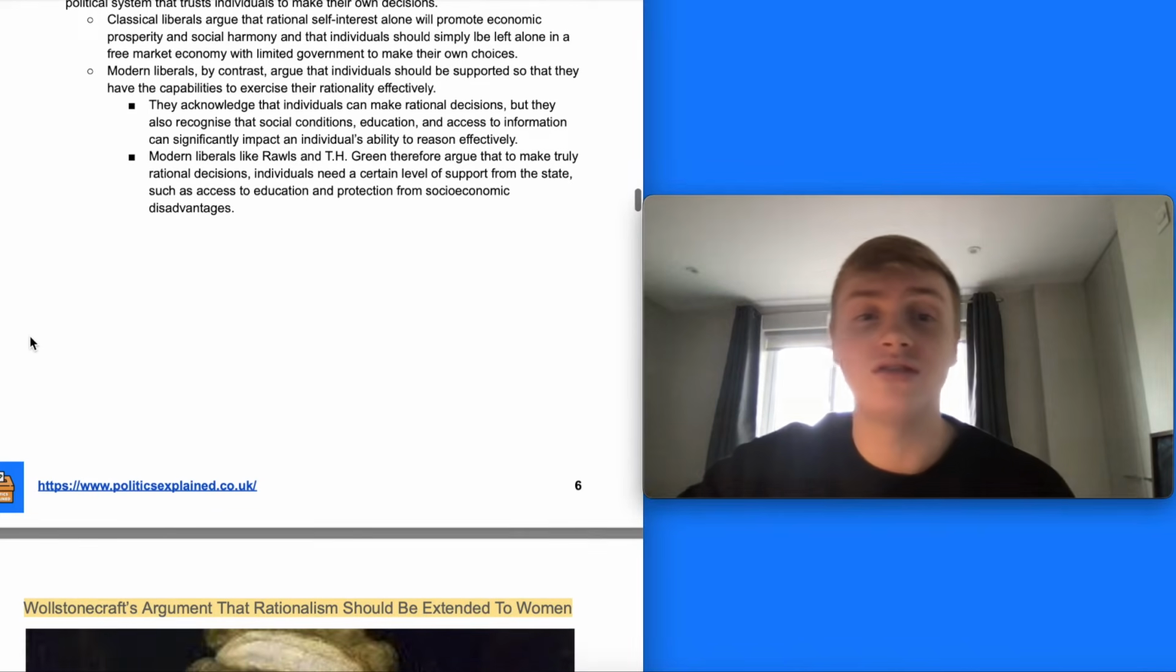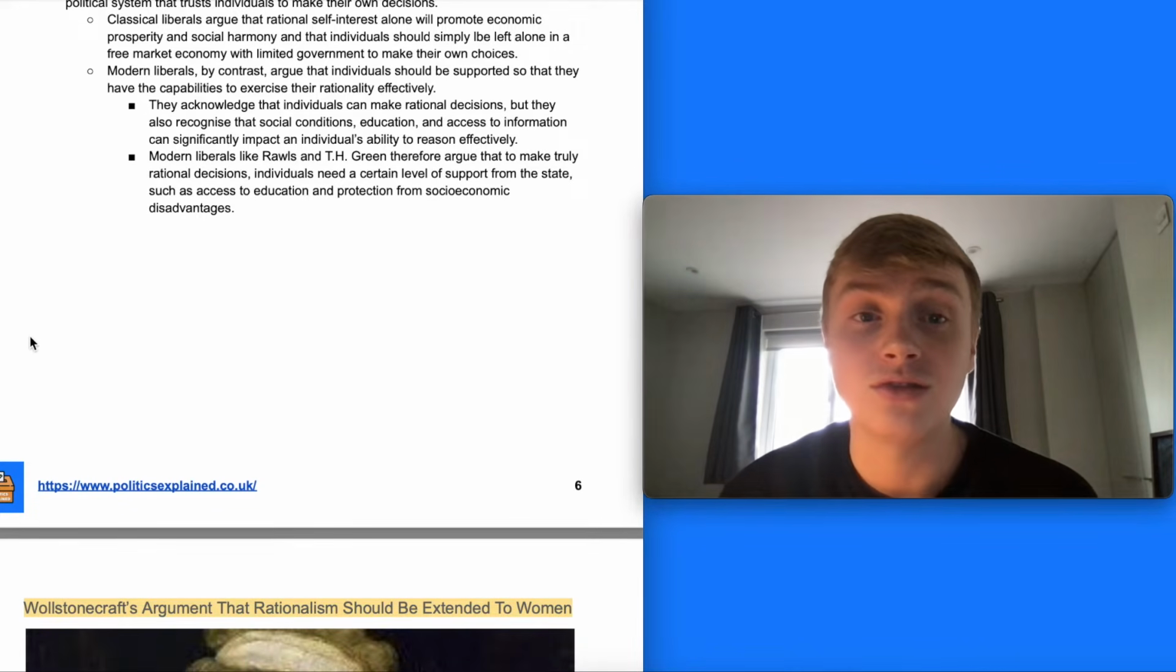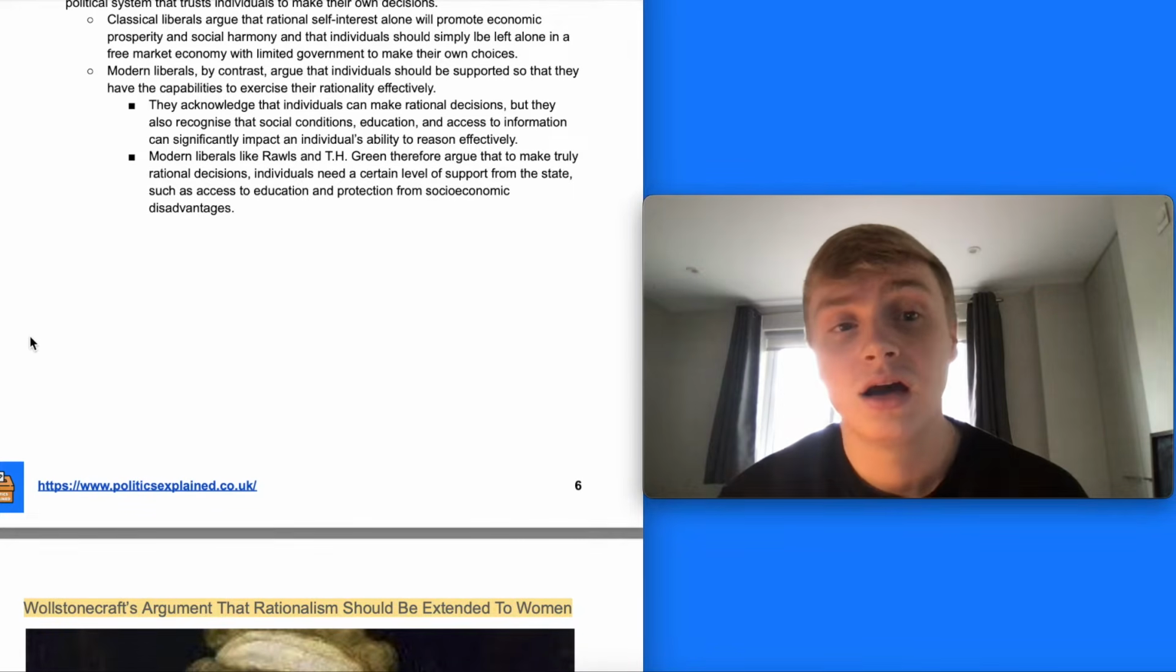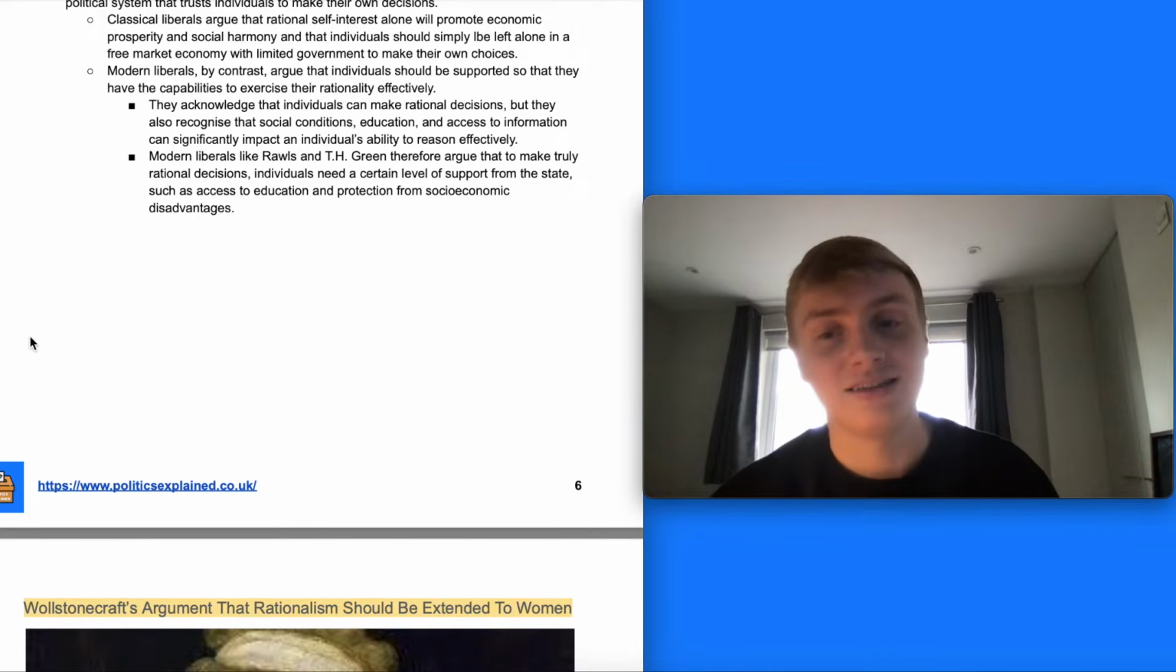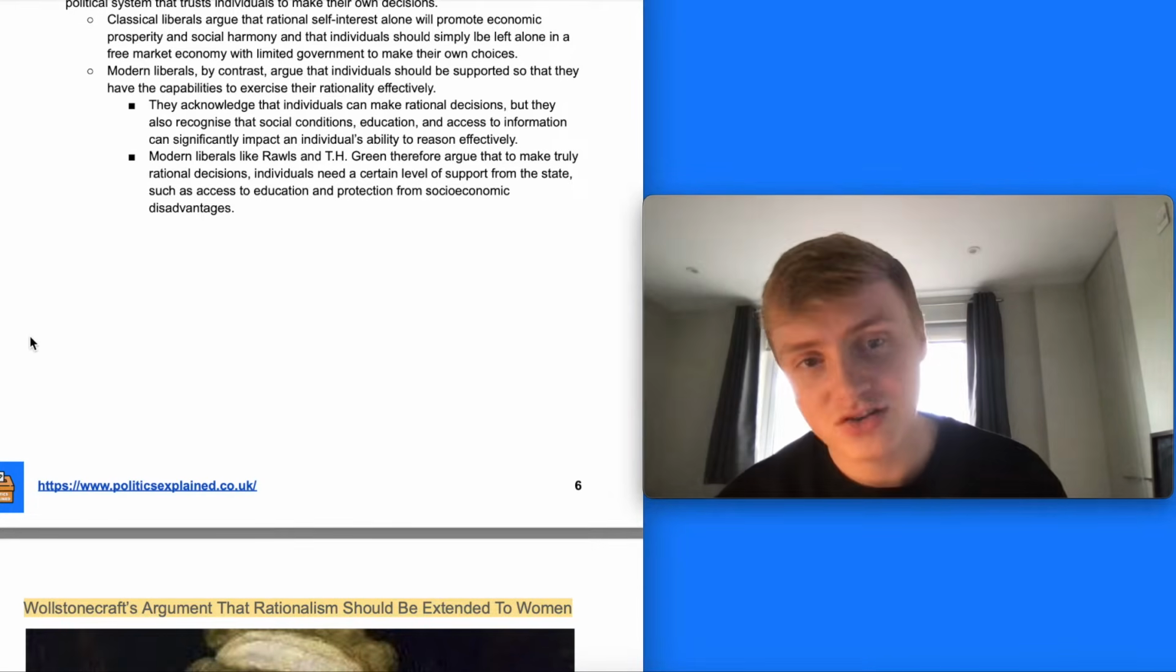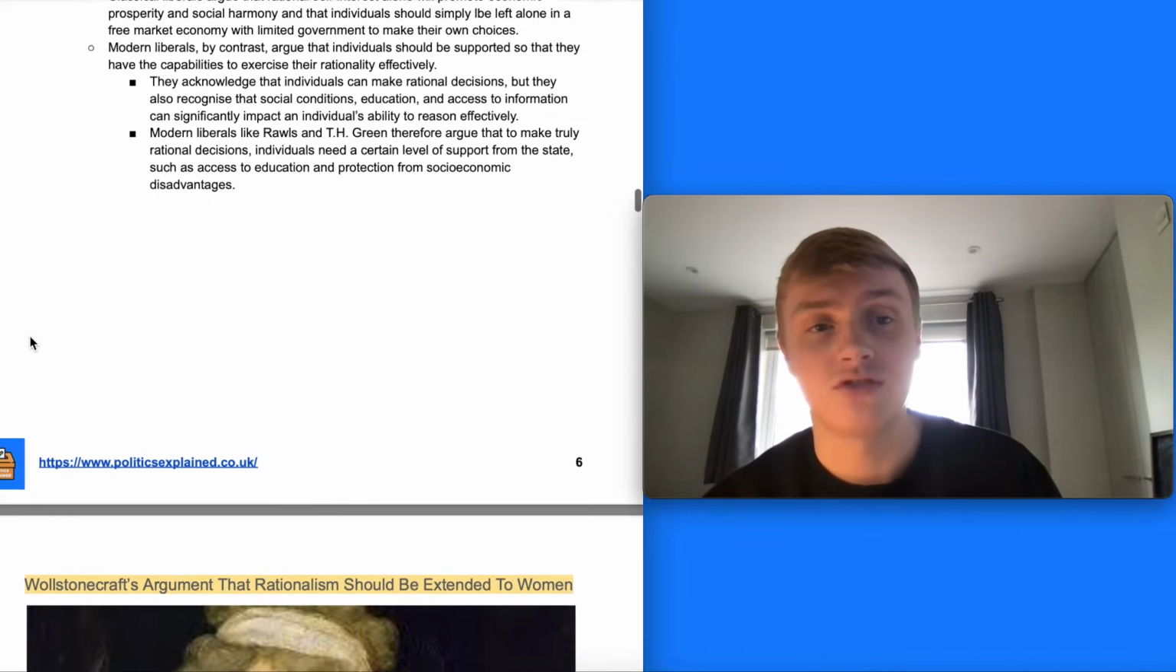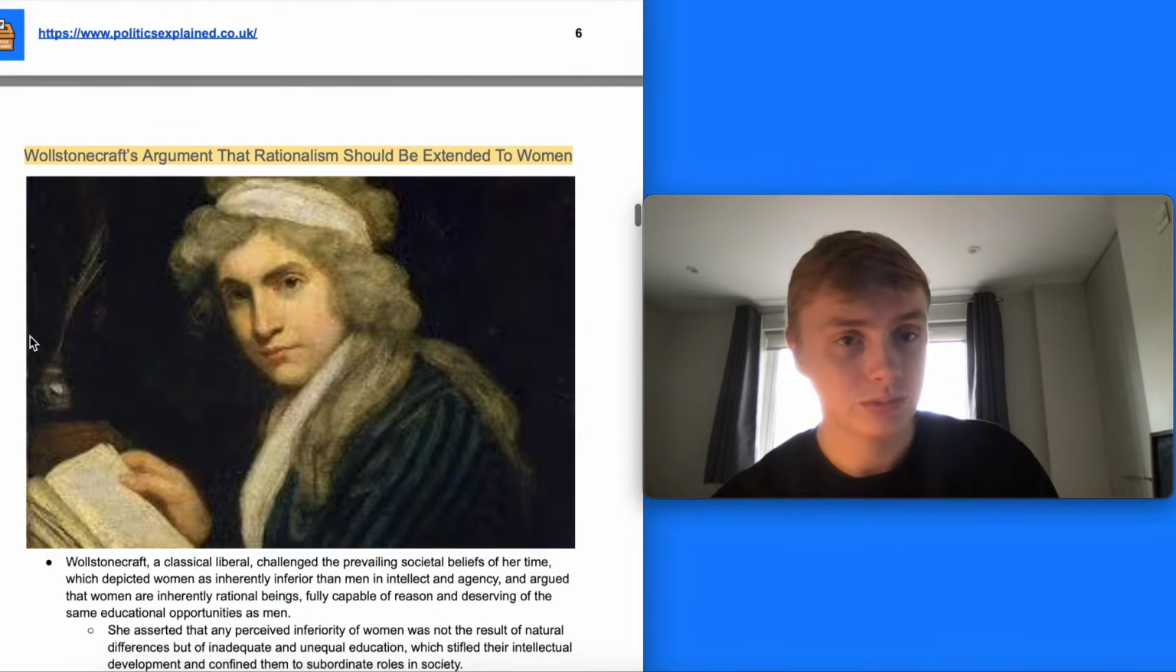So Rawls and Friedan argue that to make truly rational decisions, individuals need a certain level of support from the state, or to exercise their rationality in a way that will benefit them, I think would be a better way to explain it. Individuals need a certain level of support from the state, such as access to education and protection from socioeconomic disadvantages.